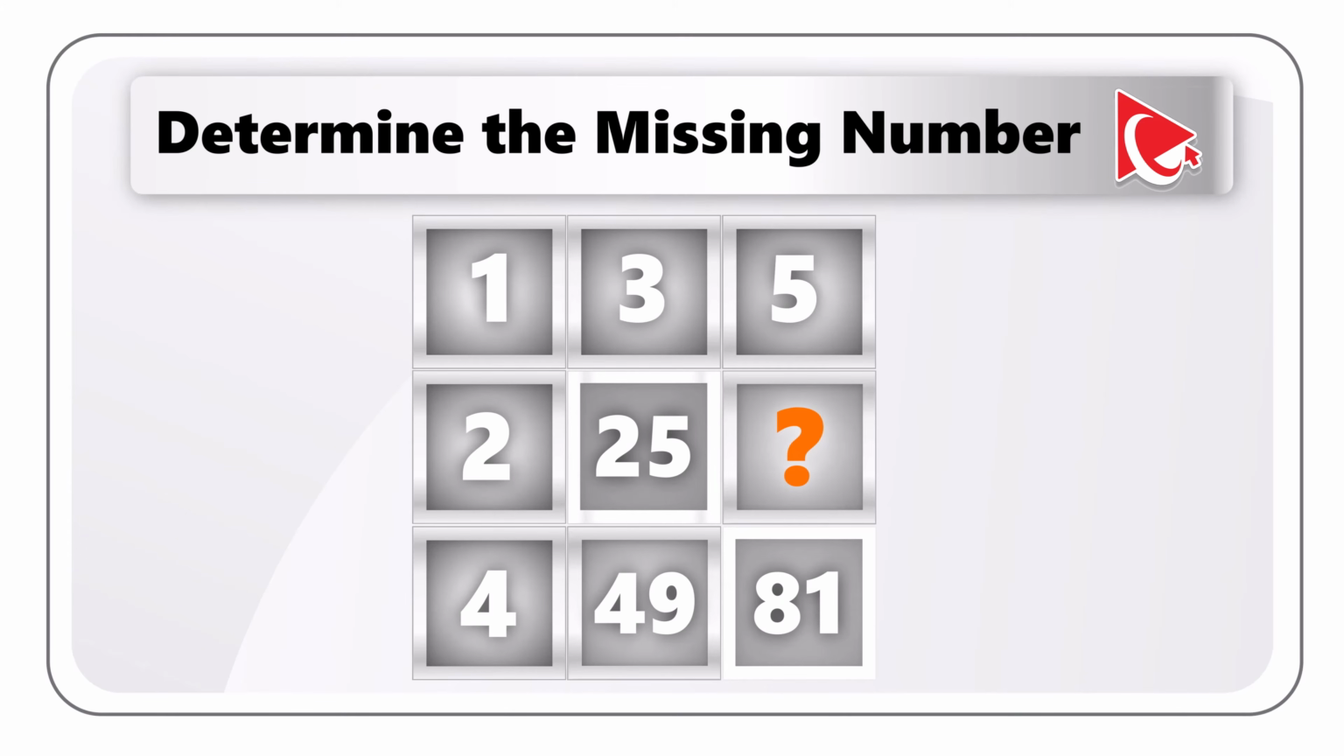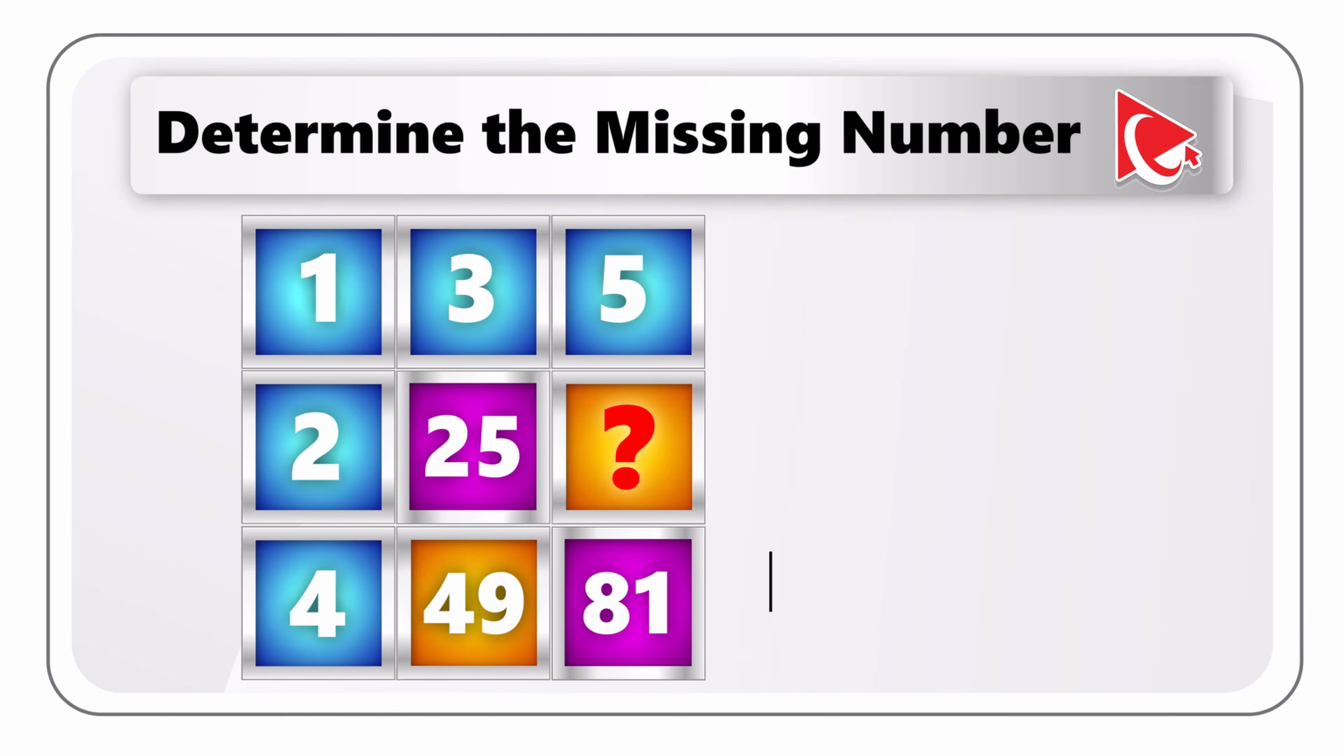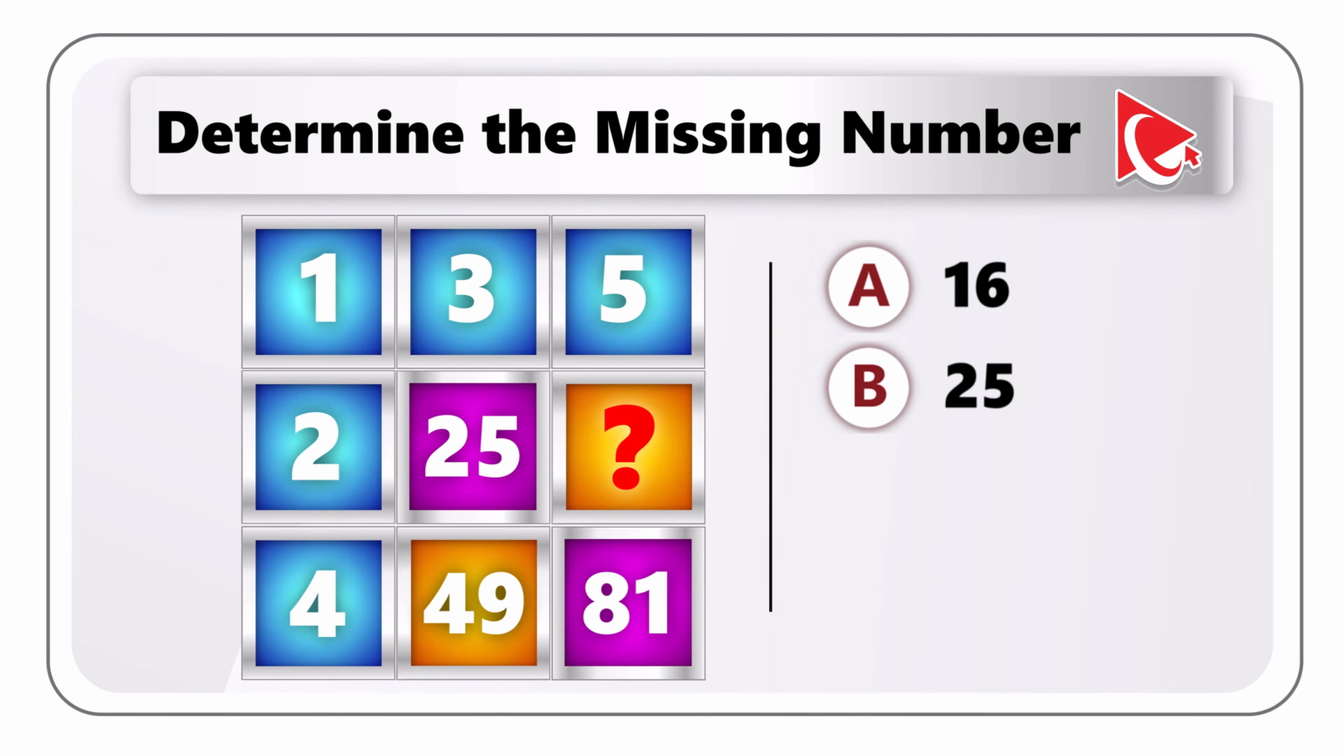The numbers are 1, 3, 5, 2, 25, then comes the missing number, and the third row of the matrix has numbers 4, 49, and 81. You need to determine and rationalize the missing number out of 4 possible choices. Choice A, 16. Choice B, 25. Choice C, 36. And last but not least, choice D, 49.